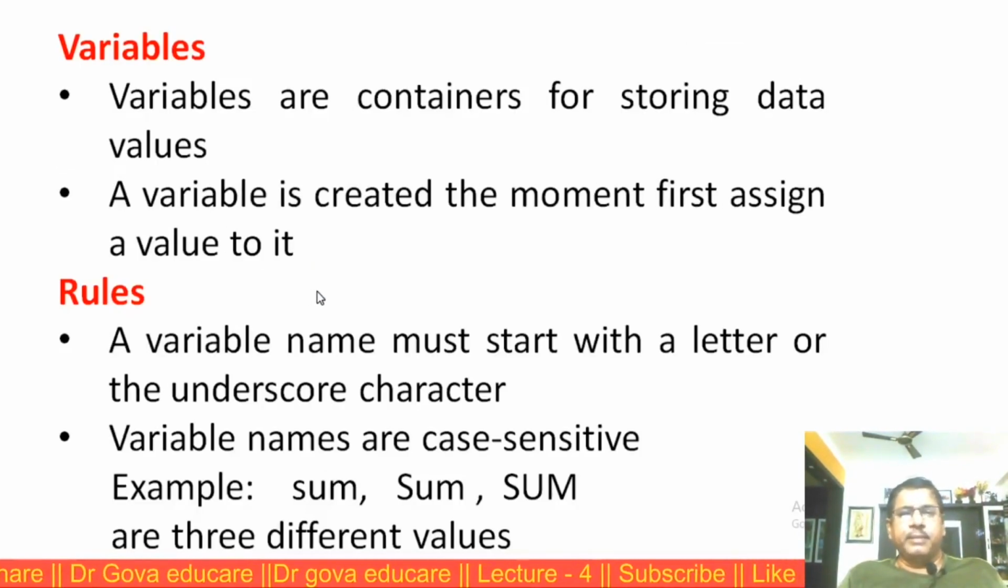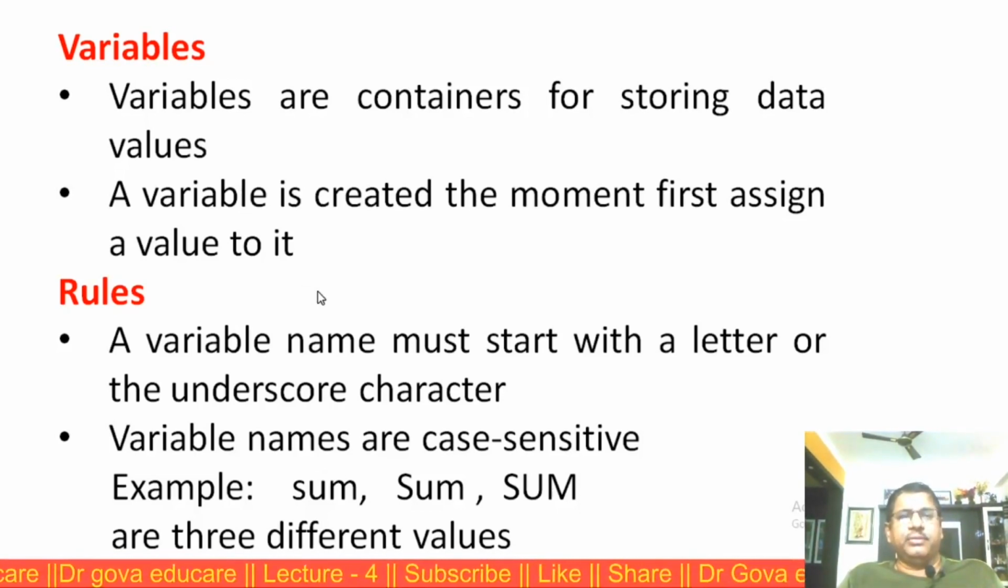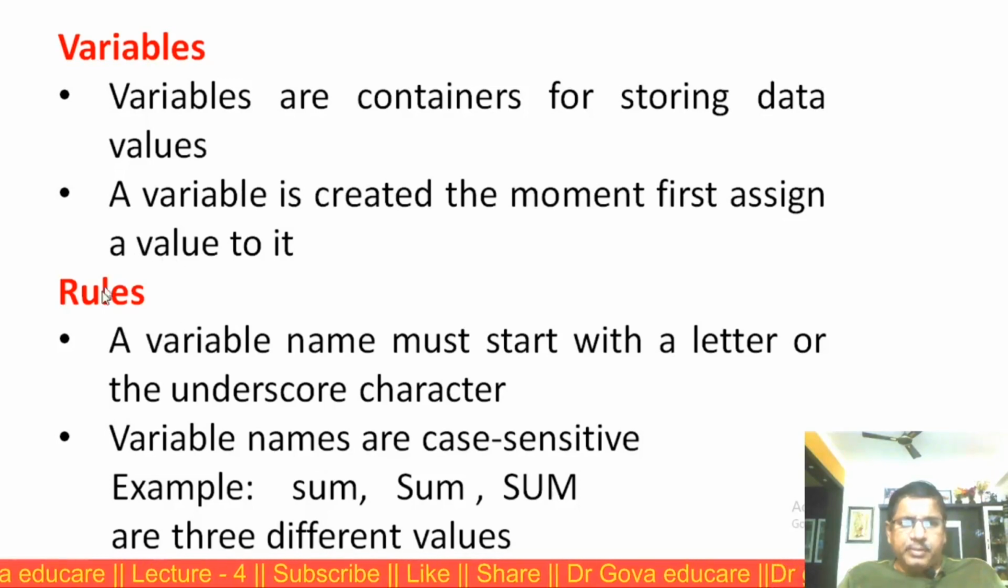Variables. Variables are containers for storing data values, or a variable is the name of a memory location. A variable is created the moment you first assign a value to it. Now these are the rules. The same rules applicable to identifiers are applicable to variables also.